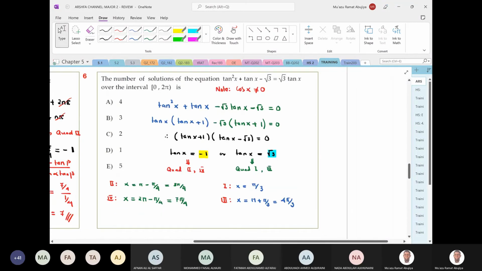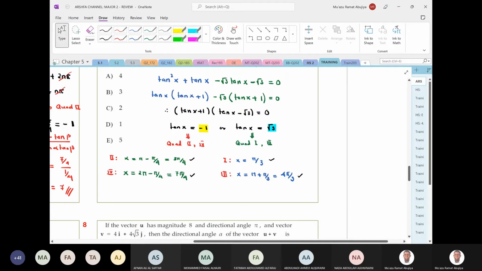Now, remember that we are looking for the answer in between 0 and 2 pi. So we don't need to find the general solution first. So how many solutions do we have that are inside the interval? You will agree with me that this is inside the interval, this is inside the interval, this is also inside the interval, this is inside the interval. So in general, the number of solutions is going to be equal to 4.